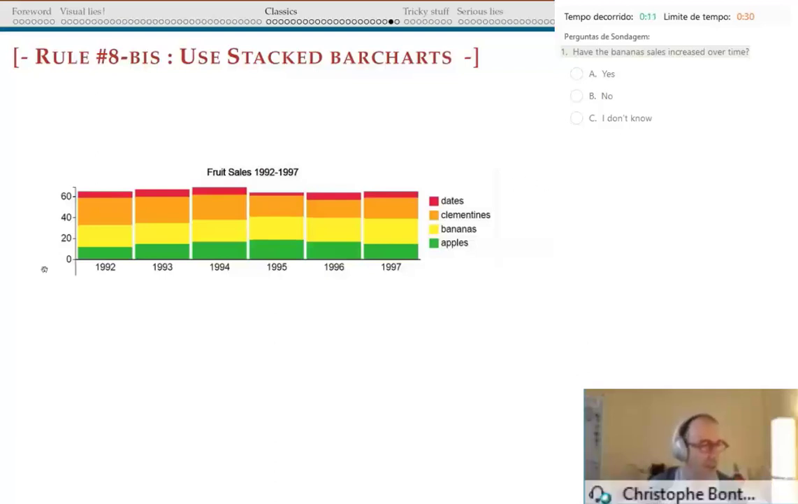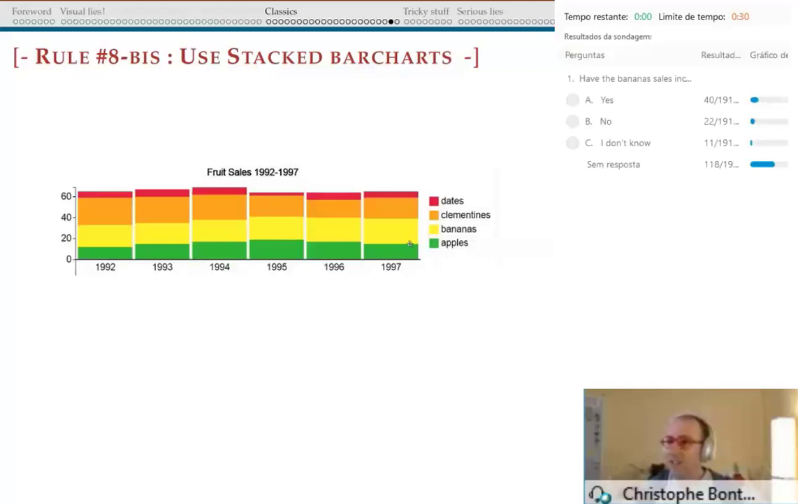And I will answer with a website. It's a legitimate question, but you have to compare bars that are not aligned. They are not aligned because they are stacked over something that is not constant, the apple sales, where you clearly see the trend of the apple sales. Okay, so now I will see the answer. Well, people think that the banana sales have increased. Let's see if you're right.